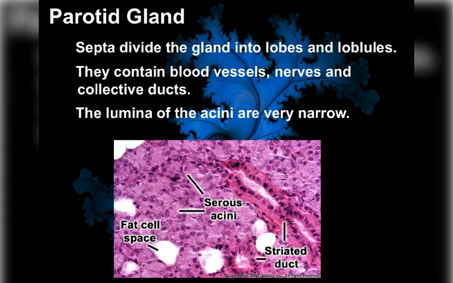And intralobular ducts, we have two types, either intercalated or striated. In case of the parotid and submandibular, we have two types of ducts intralobularly. We have intercalated or striated. Then we should know the difference between the morphology or the characteristics of intercalated ducts and striated ducts to tell the difference.